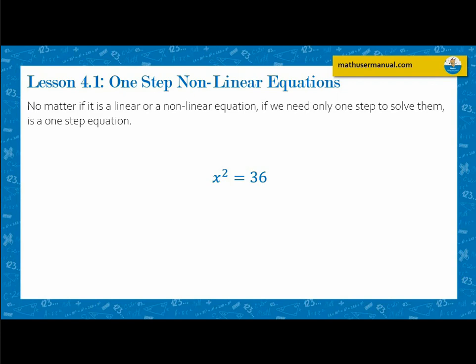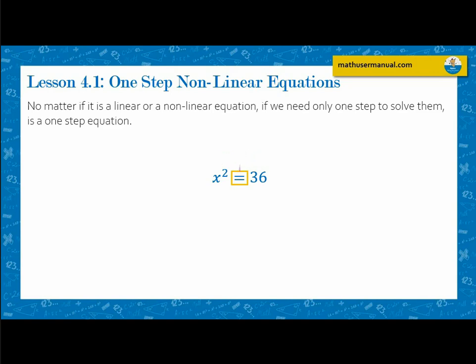We're going to start with one-step nonlinear equations. And the definition is the same as if they were linear equations. If we only need one step to solve them, then it's a one-step equation. Let's review the concept of the equation before we proceed to solve it. The equation is going to have an equal sign. This equal sign breaks the equation into two sides, the left side and the right side. Those two sides must be equal to each other, because that's what the equal sign represents. So everything we do on one side, we have to do on the other.